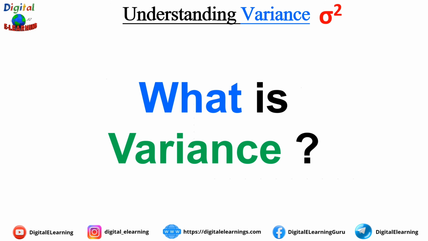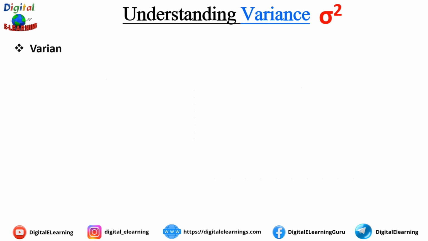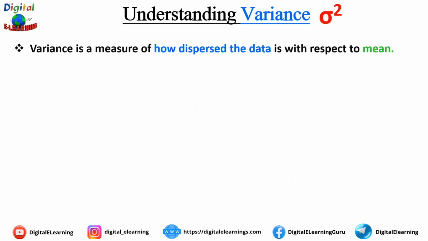What is variance? Variance is a measure of how dispersed the data is with respect to the mean. In simple terms, variance tells us how far each data point in a dataset is from the mean. It measures the overall deviation from the mean or the center value.